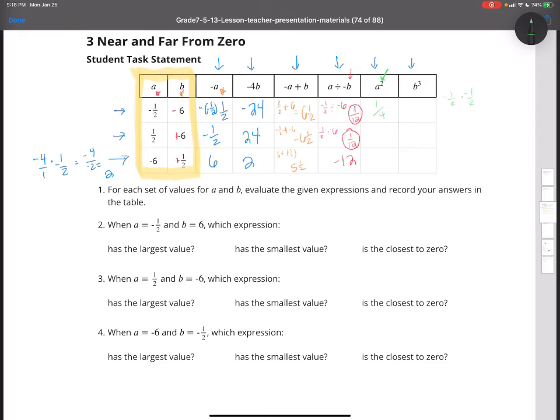Then a squared, which would be 1/2 times 1/2, which would be 1/4 again. And then a squared would be negative 6 times negative 6, which would give me a positive 36.